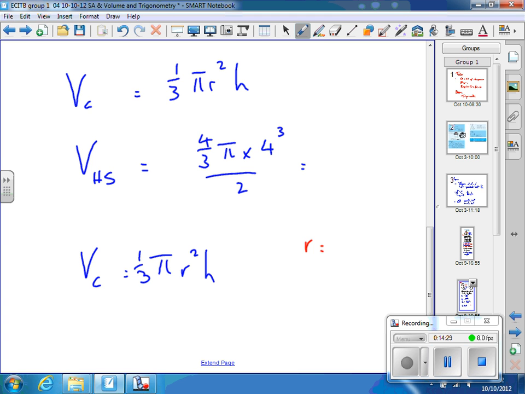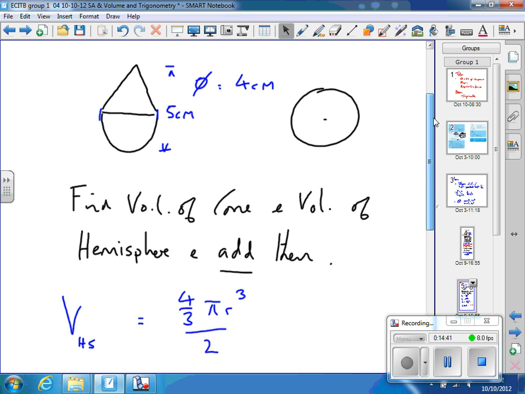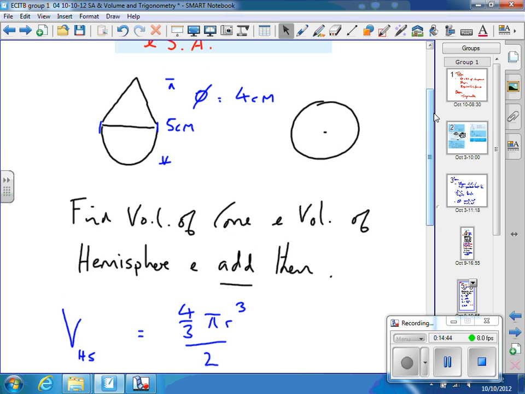The radius is 4. Same, isn't it? But what about the height? What about the height? No, it's not, is it? We know the whole thing is 5. We want this distance from here to here. So can we have everybody looking at this for a second?